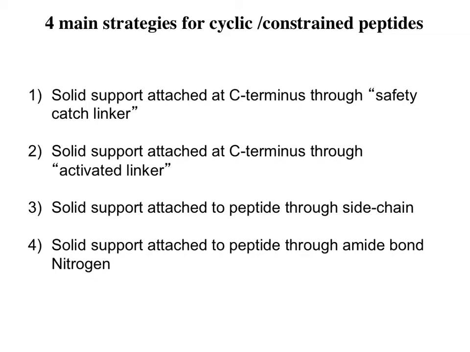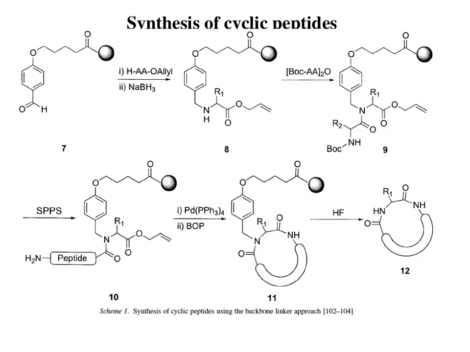There are four main strategies for cyclic or constrained peptides. You can have a solid support attached to a C-terminus through a safety catch linker. You can have a solid support attached at the C-terminus through an activated linker, and a solid support attached to the peptide through a side chain, as well as a solid support attached to the peptide through an amide bond.